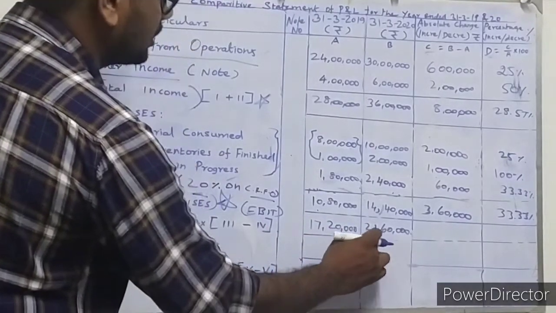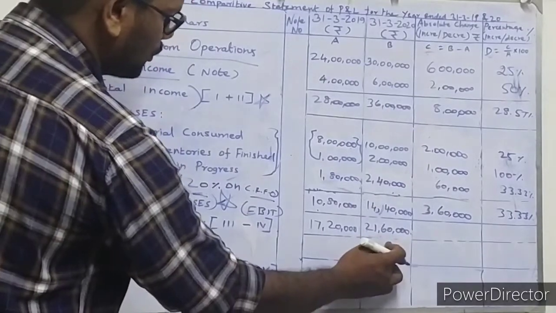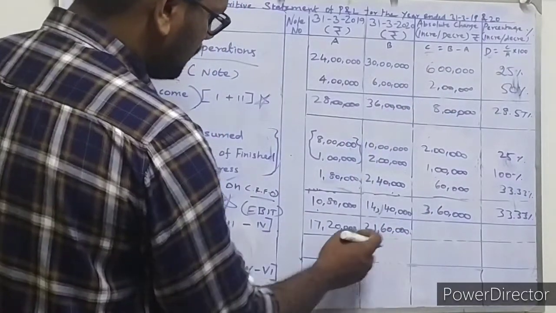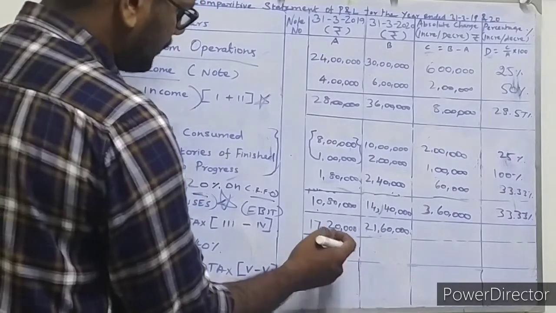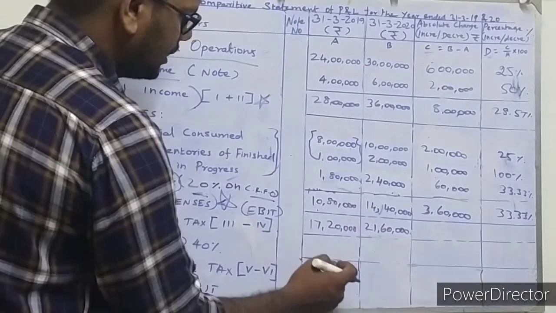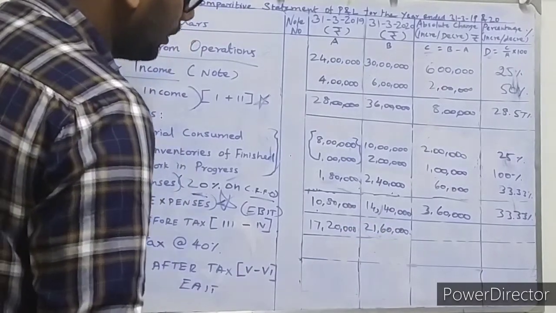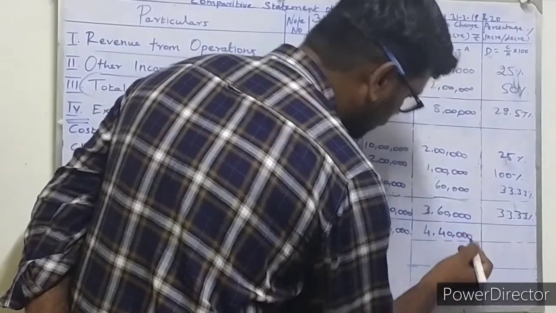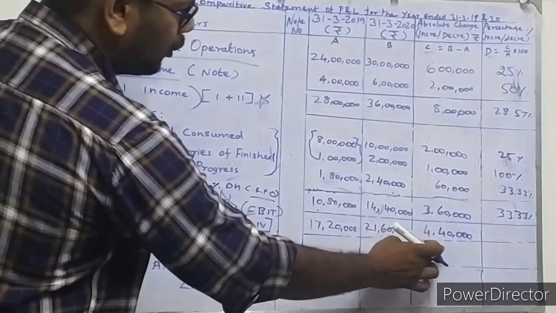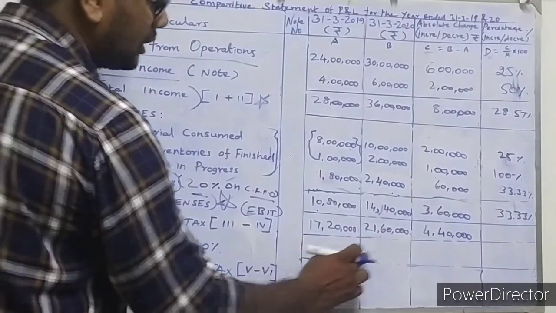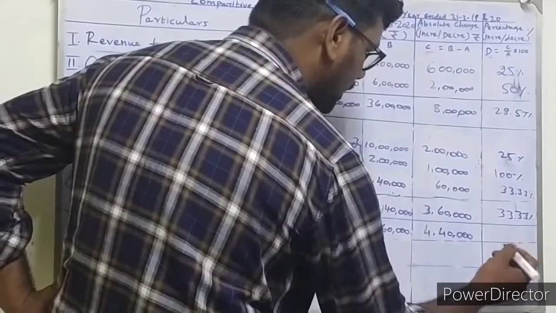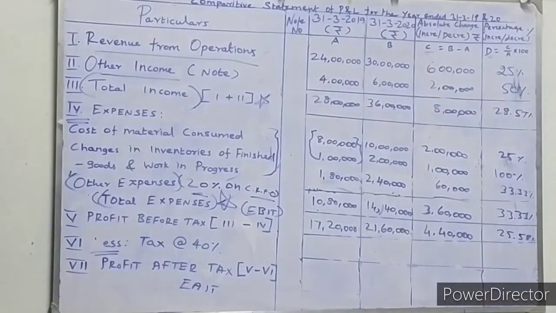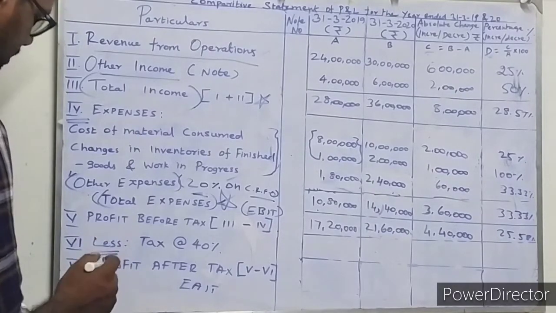For the present year it is 21 lakh 60,000 and for the previous year 17 lakh 20,000. So 21 lakh 60,000 minus 17 lakh 20,000. We are executing the formula to find the absolute change. So the absolute change will be how much? 4 lakh 40,000 rupees. 4 lakh 40,000 rupees divided by the base year, 17 lakh 20,000, into 100. Then we get the answer, 25.58 percent.